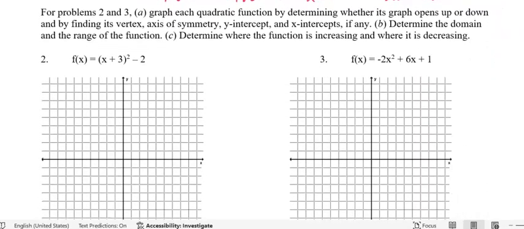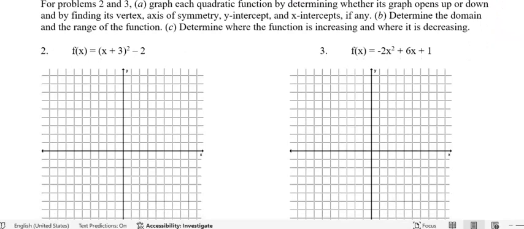And then on numbers 2 and 3, you're being asked to graph quadratic functions, come up with these parabolas. So we'll just go down the letters as they're given. Determining whether the graph opens up or down and finding its vertex. Well, number 2 opens up, and it's already in vertex form, which is nice. So the vertex will be -3, -2.